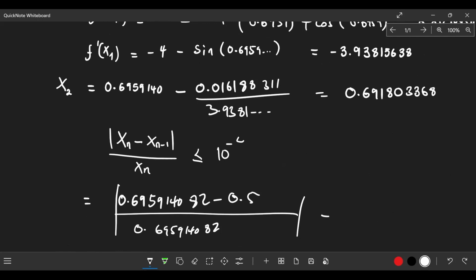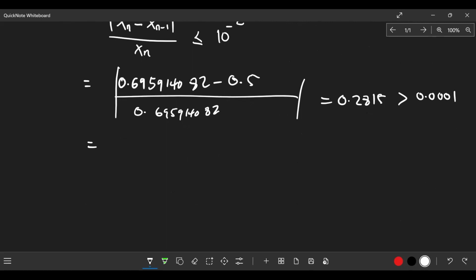0.28152. Okay, so this is already greater than what? In fact, 0.0001, because this is 10 to the power negative 4.